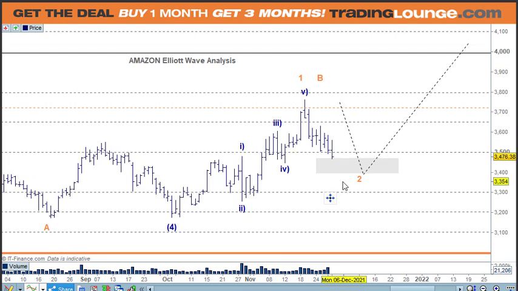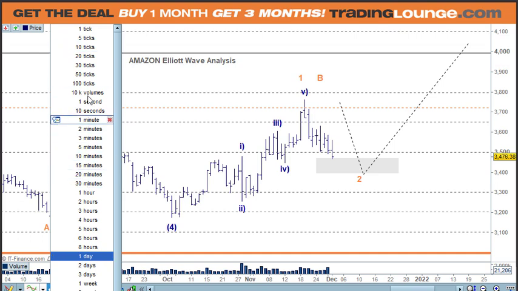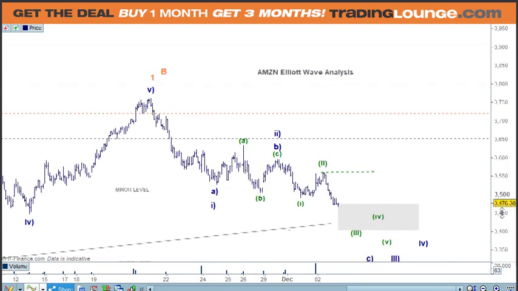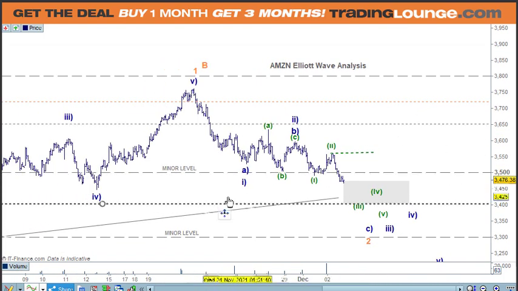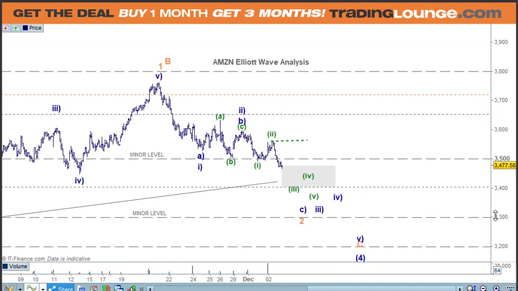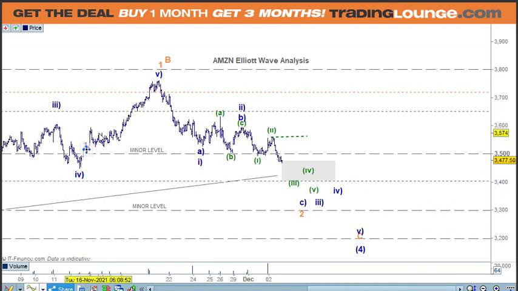But I wouldn't personally short it because of coming into this space. So even if it was a wave 4 coming further down, it's going to spend a lot of time bouncing around the 3400 area through here. So let's just go in and have a little closer look at that on the tick chart and see how all that's developing.